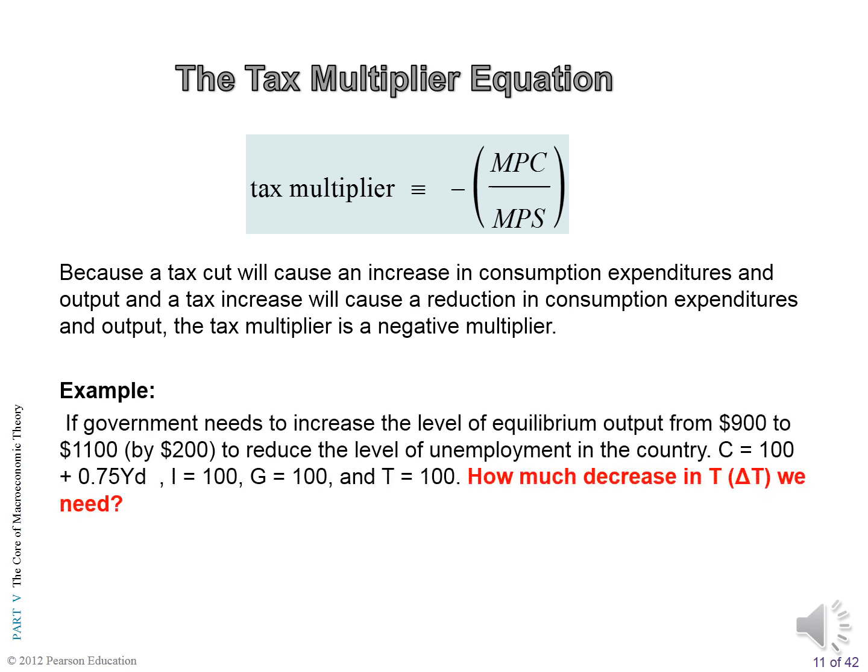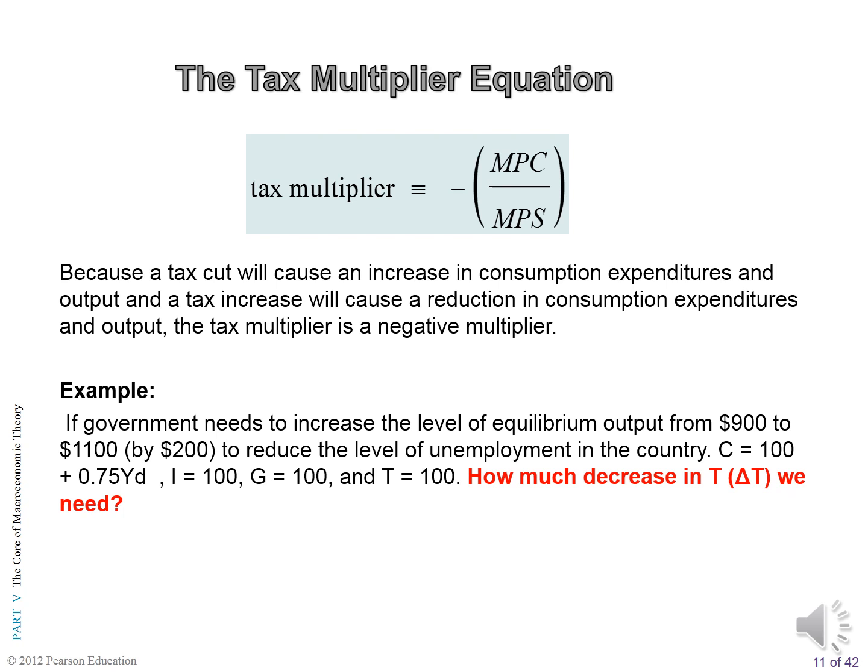تعالوا ناخد مثال عشان نفهم أكتر. If government needs to increase the level of equilibrium output from $900 to $1,100، يعني عايزين زي المثال اللي فات عايزين نزود الايكوليبريم income ب $200، بس المرة دي let's assume that G is constant and we are going to decrease mean T.